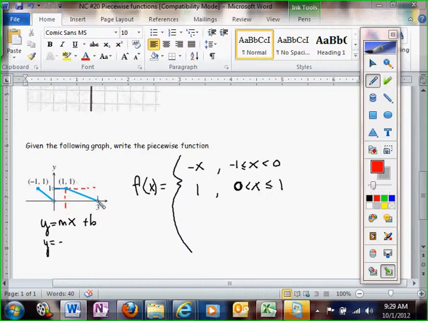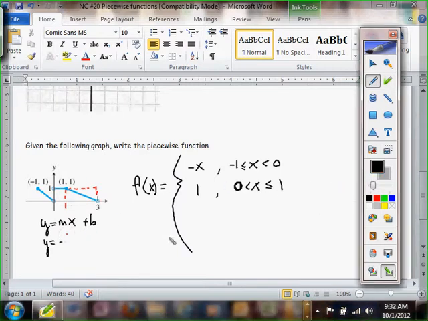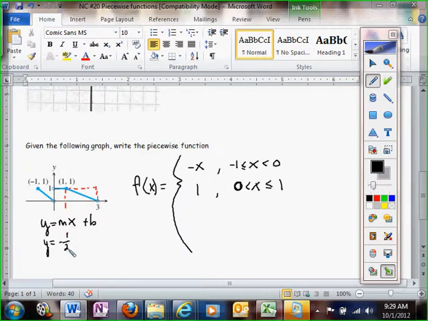So if I rise 1 and then I have to run 2, rise 1, run 2, it's going to be a negative 1/2. Negative 1/2 is my slope. So far I have negative 1/2 x. And I don't have my y-intercept yet. Well, this line, if it keeps going, is going to intersect this y-axis somewhere over in here. But how do I get this point?